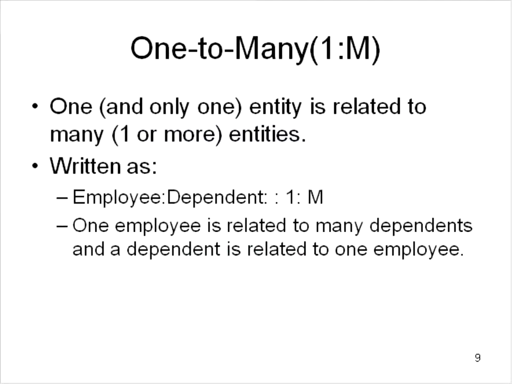The next one is a one-to-many relationship. A one-to-many relationship means one entity is related to many entities. An example of this could be an employee to dependent. So one employee is related to many dependents. But every dependent is only related to one employee.